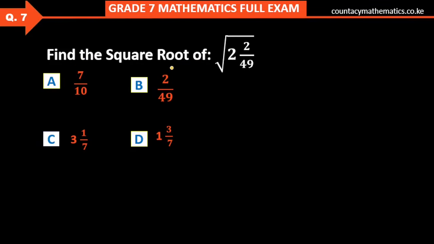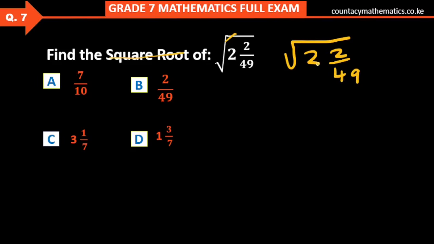We are told find the square root of 2 over 49. So how do we get to find this? Here we have quite a repetition. Let's assume that we are not supposed to have this word. It's just supposed to be find the value of, so that we don't have the repetition of a square root. But the idea is that we are supposed to find the square root of this number, that is 2 over 49.